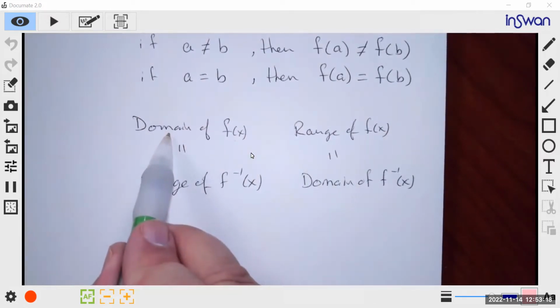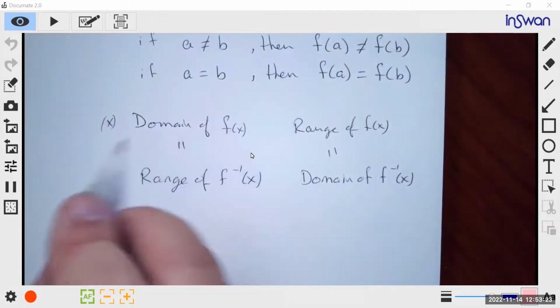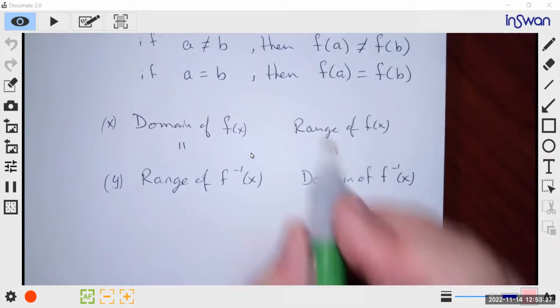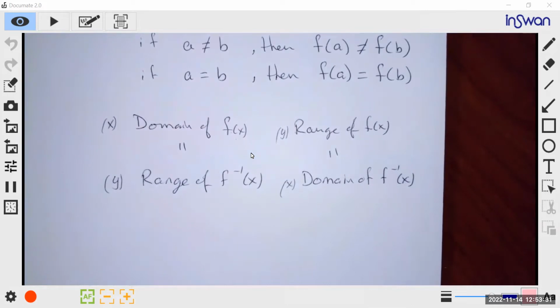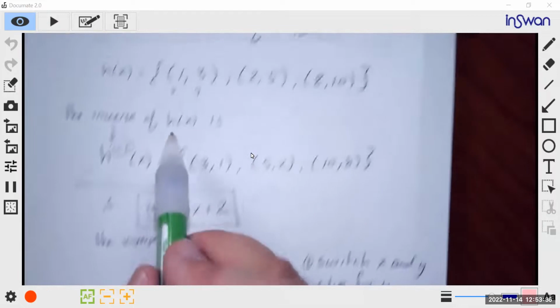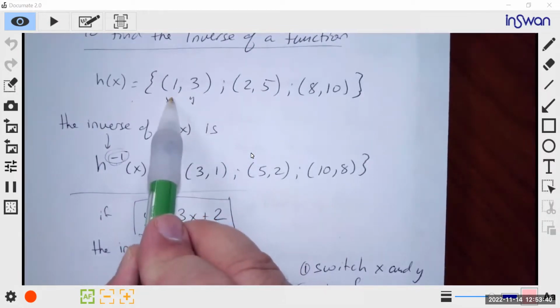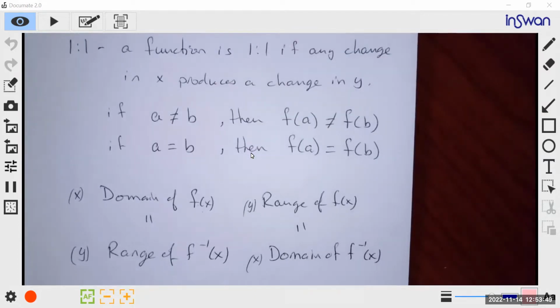Well, what does domain deal with? The x's. So the x of the original is the y of the inverse. And the y of the original is the x of the inverse. And that's exactly what we said we did. Remember what we did here? We switched x and y's. So the domain of the first one is the range of the second. The range of the first is the domain of the second. So that's what it means in the long scheme of things.